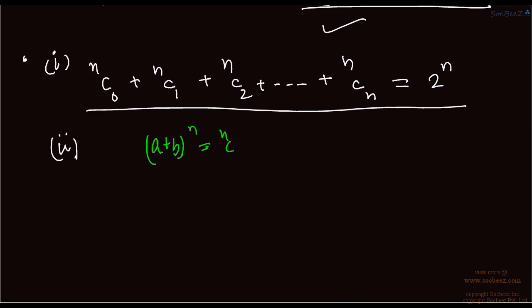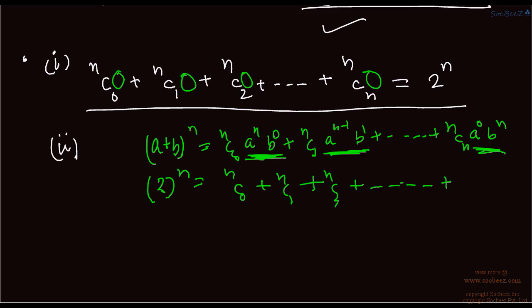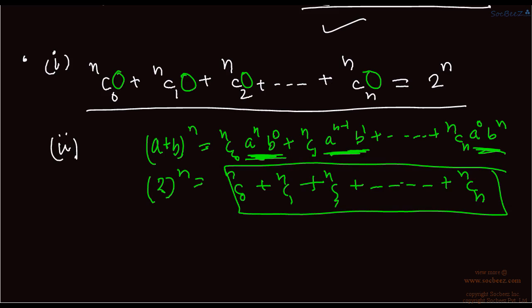We have seen that (a + b)^n is nC0 a^n b^0 + nC1 a^(n-1) b^1 + up to nCn a^0 b^n. Now when you have only coefficients, that means a and b both are 1, that will give you this as 2 to the power n, and this as nC0 plus nC1, this will be 1, this will be 1, plus nC2, this will also be 1, up to nCn. So the summation of these coefficients will be 2 to the power n.